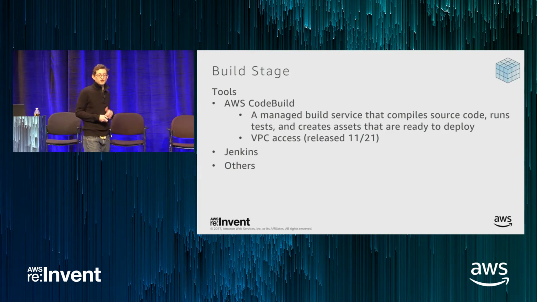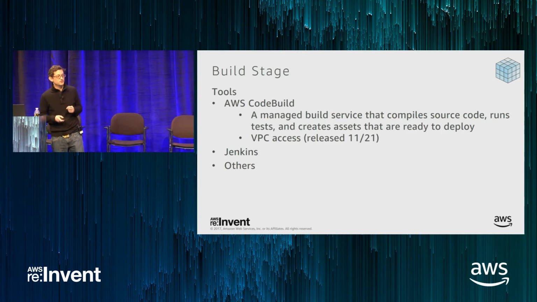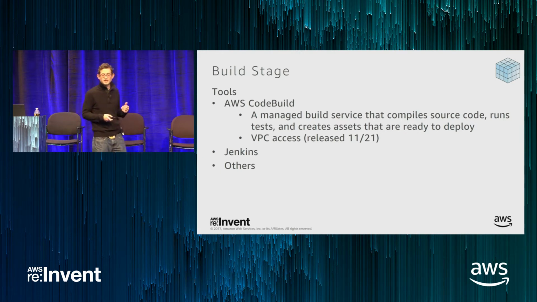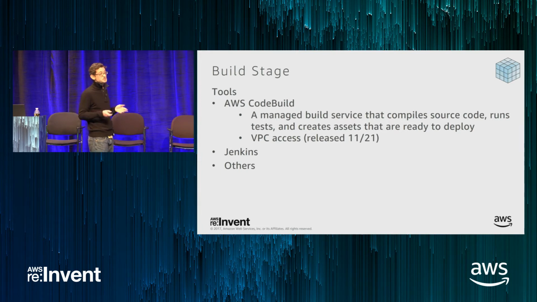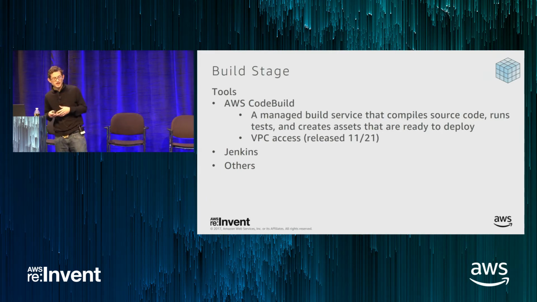AWS offers a variety of services to help you build automated CI/CD pipelines, including CodeBuild, which is a managed build service that compiles your source code. You can use it to run unit tests, and then create assets that are ready to be deployed, including Docker containers. We recently released a VPC endpoint for CodeBuild, which is important for customers who are using private source code repositories in their VPCs and don't want their traffic to traverse an internet gateway.